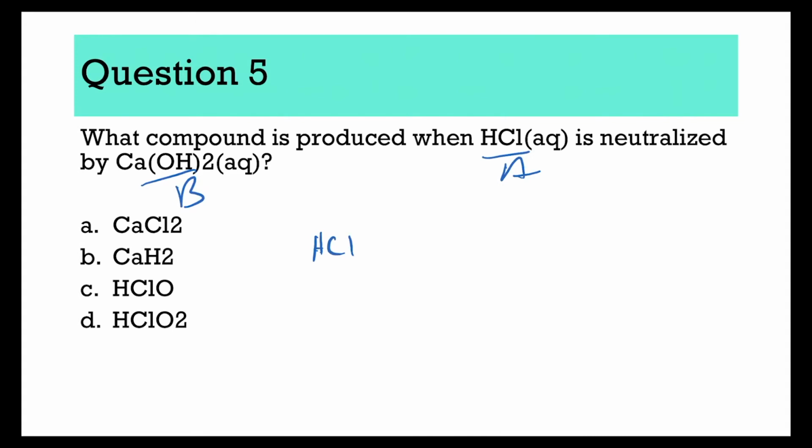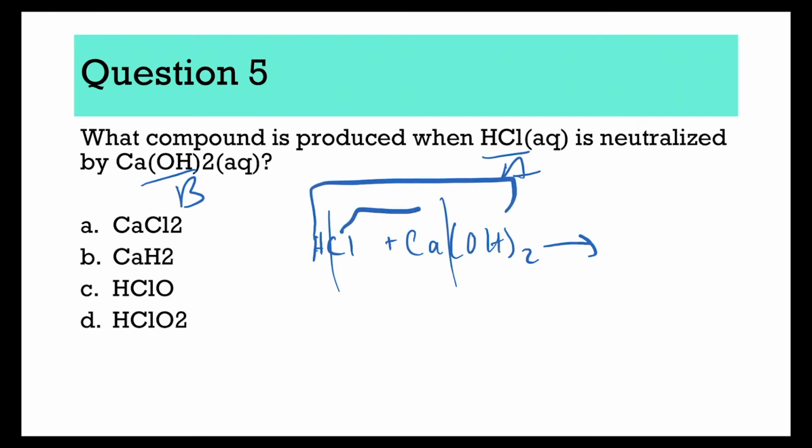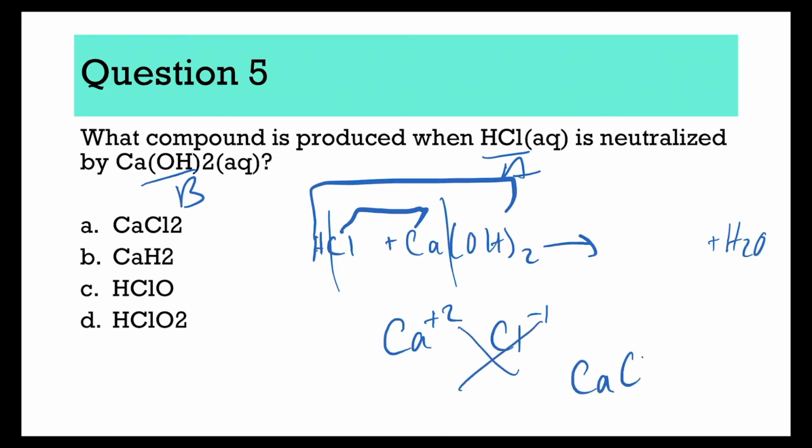Hydrochloric acid is HCl, and calcium hydroxide is Ca(OH)2. When you split these two up, H and OH make your water, and then you have to make something with Ca and Cl. Ca is +2, Cl is -1, so here's your water. When you crisscross, you get CaCl2. That is your salt, and the only option with that is choice A.